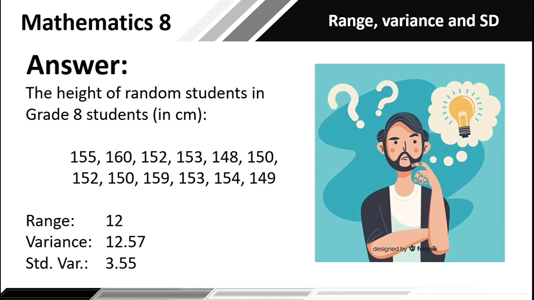Here are the answers from the previous exercise. The value of the range is 12, the variance is 12.57, and the standard deviation is 3.55.